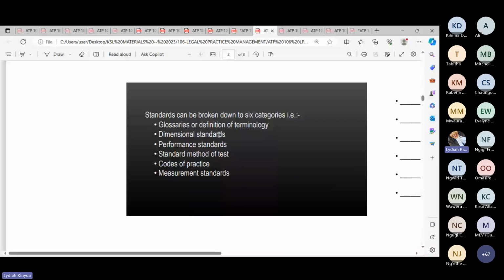So there are 6 categories of standards. Very quickly, number 1, it can be a glossary or a definition of terminology. A definition of terminology is for purposes of avoiding ambiguity. So if we define a child as someone who's below 18, then at no point, that's our standard. At no point will a child be someone who's 18 years and 8 months old.